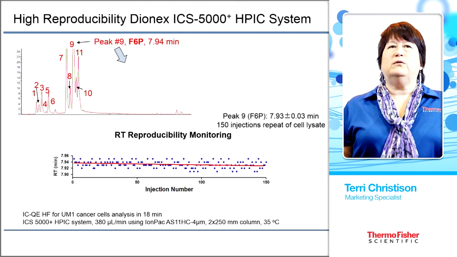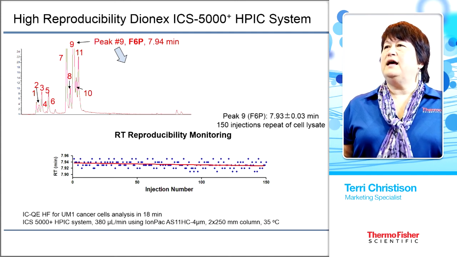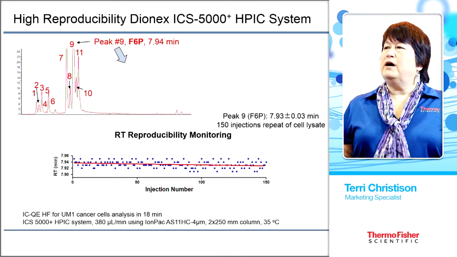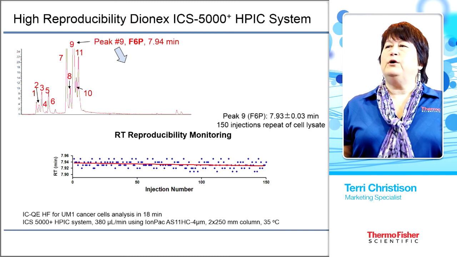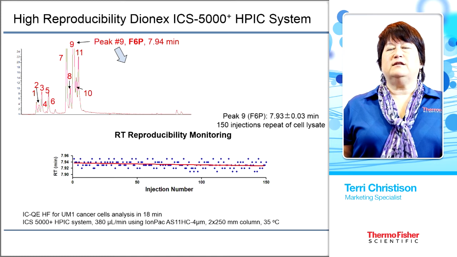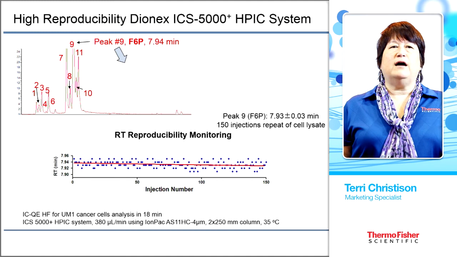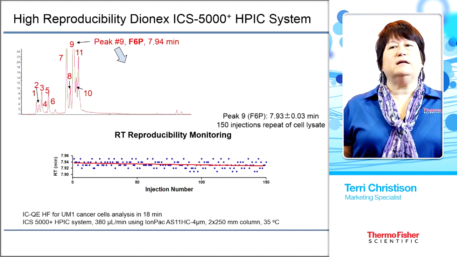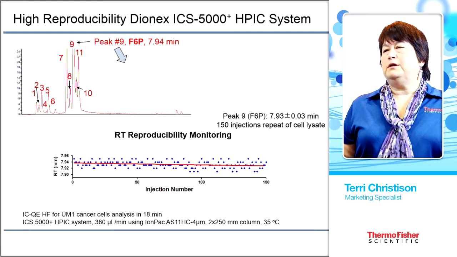Now we also wanted to look for a really robust method. So here we took peak 9 and monitored its retention time through 150 injections. And what we found was great reproducibility. So we want to propose this as the method needed for metabolomic researchers because of its robustness. We know that metabolomic researchers may be doing thousands and thousands of samples to find that needle in the haystack. So we want to offer our most robust method here using the 2 millimeter application.